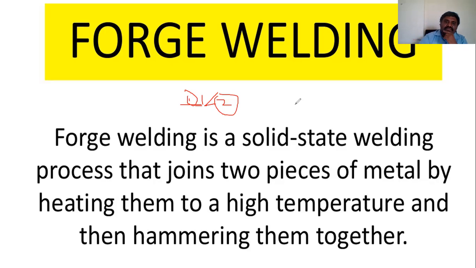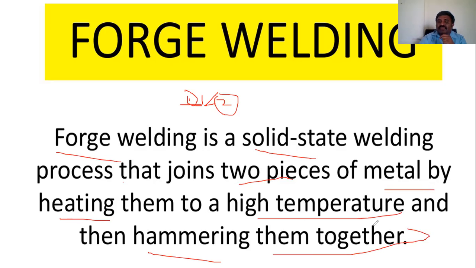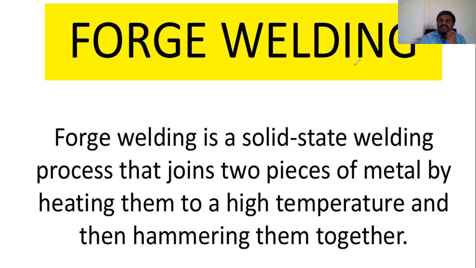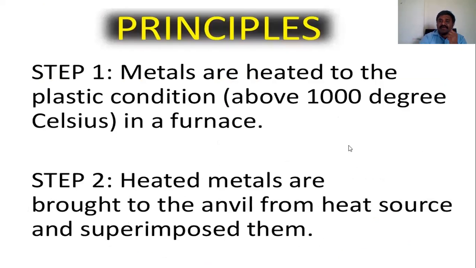So these are the forge welding. Just now I said forge welding is a solid state welding process. That is a solid state welding process that joins two pieces of metal by heating them to a high temperature and hammering them together. Hammering, and we can also go with pressure. We can weld that one. Now if I speak of the principle, see here.